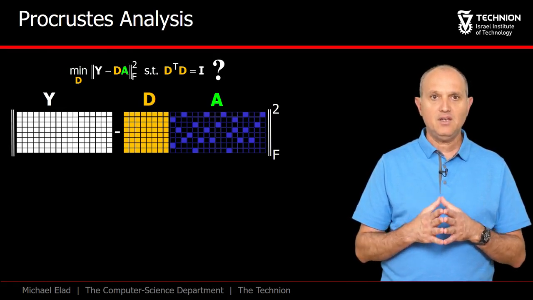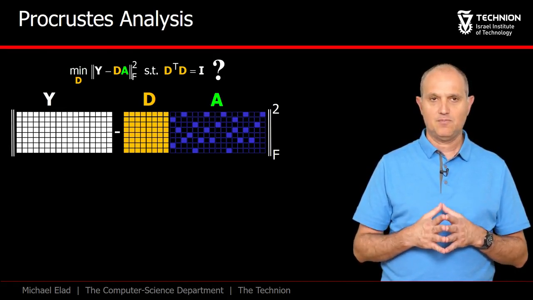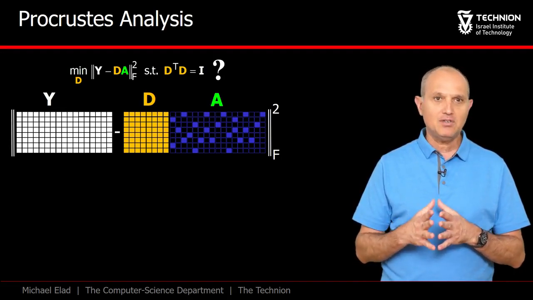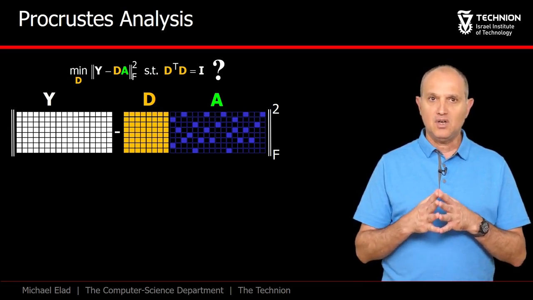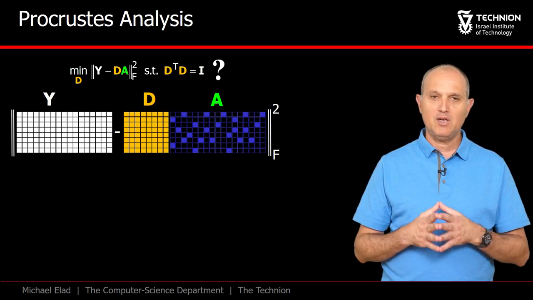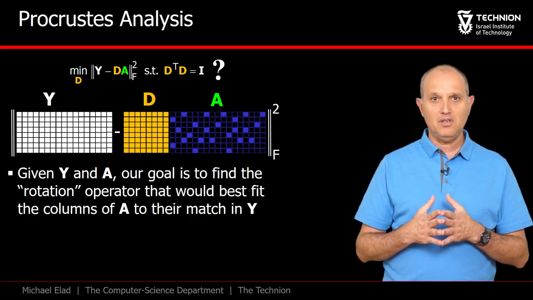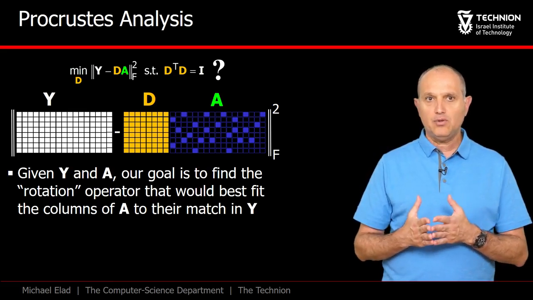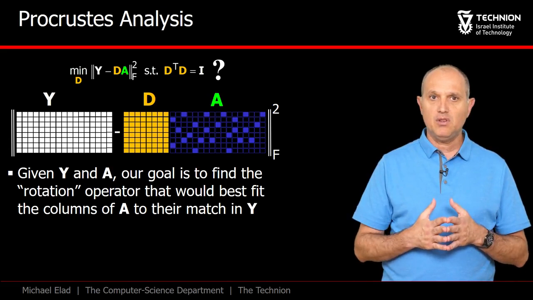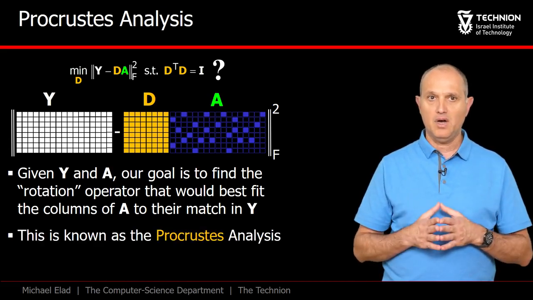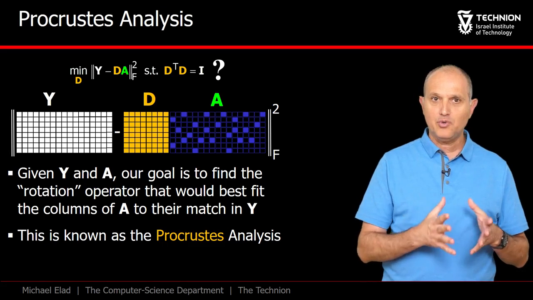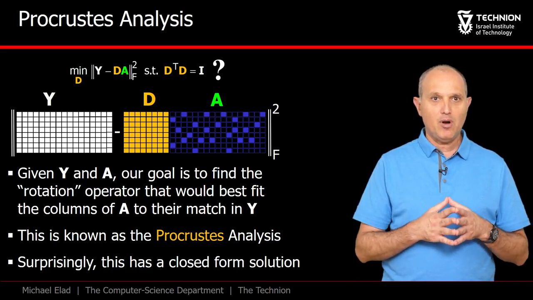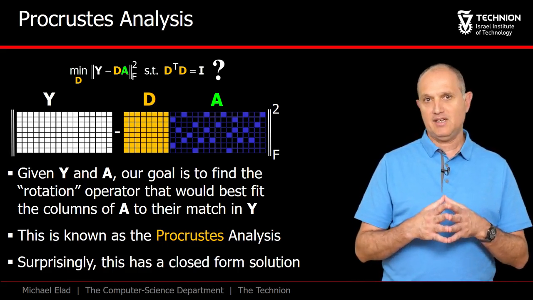The problem we have just defined is known as the Procrustes Analysis. Procrustes was a strange character in Greek mythology due to his habit of cutting people's legs to fit them to a given bed. Please read more about him in Wikipedia. Anyway, in our story, D operates on the columns of A, rotating them. We are seeking the rotation operator that will bring a best fit between the rotated columns of A and the columns in Y. So, just like Procrustes, we are torturing A by rotating it. Surprisingly, this seemingly tough problem has a closed-form solution, which we present next.